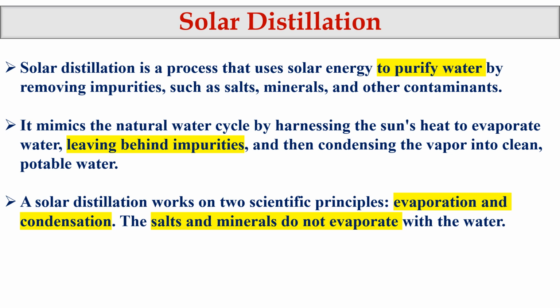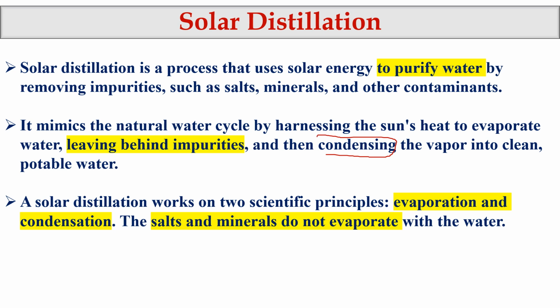We're using solar energy to heat the water. Then the water will be evaporated and settle on the glass surface, and then the water drops will be condensed and stored in a tank. So it's a more perfect way of removing the impurities. It mimics the natural water cycle by harnessing the sun's heat to evaporate water, leaving behind impurities, then condensing the vapor into clean, potable water. So this is the thing.